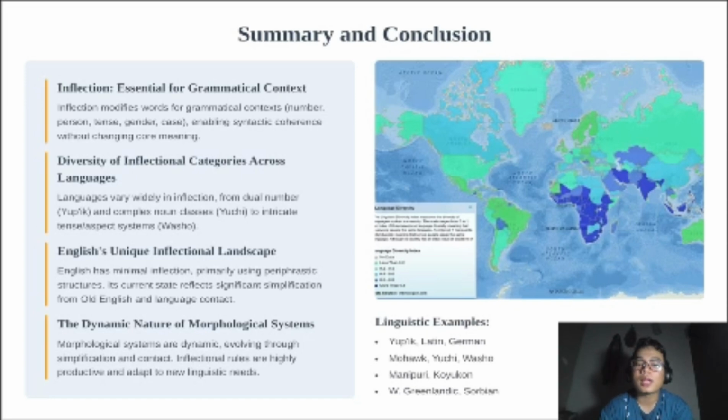And we close with examples from highly inflected languages. There are Yupik, Mohawk, Washoe, Koyukon, West Greenlandic, and others. This just illustrates how diverse inflection can be across the world.